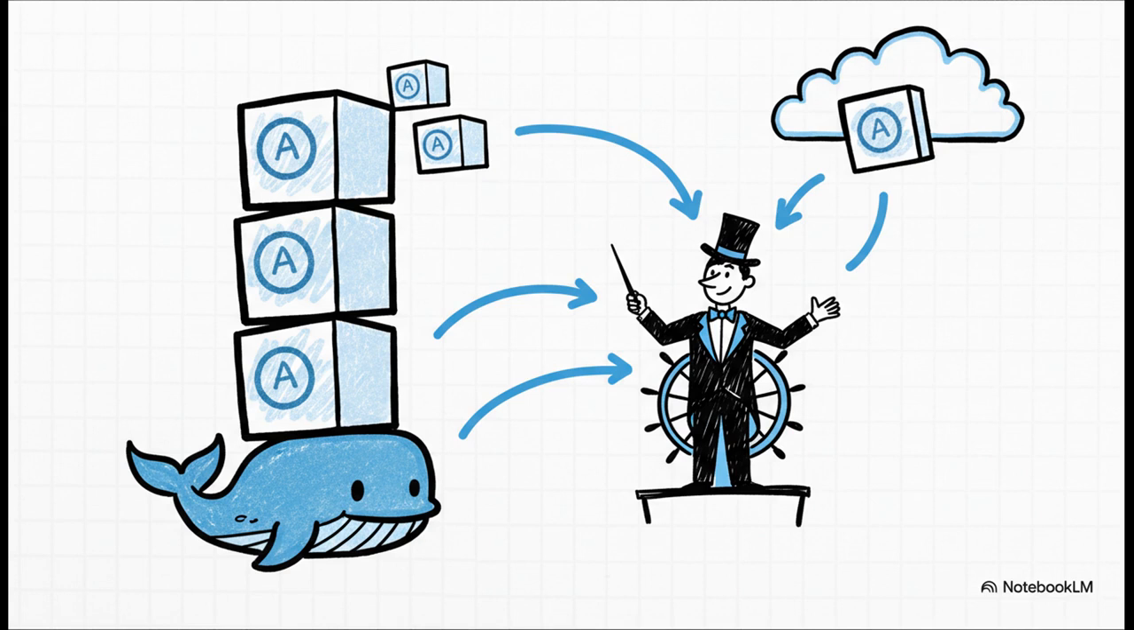Think of them like standardized, self-contained boxes that hold the app and everything it needs to run. But if you have hundreds of these boxes, how do you manage them all? Well, that's where Kubernetes comes in. It's the orchestrator, the conductor of the orchestra, telling all the containers when to start, stop, and how to work together. This is the heart of what it means to be cloud native.